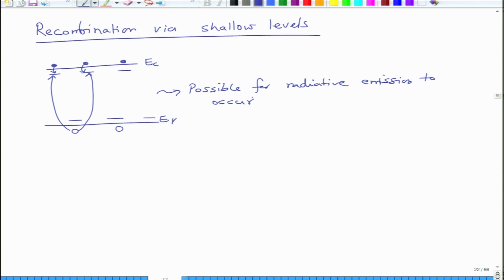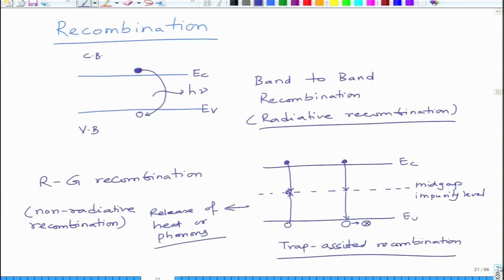So this is via trap levels. These are the three main causes of recombination. However, the most common cause in semiconductors is trap assisted recombination, where impurities and defects lead to recombination. And of course, band to band recombination is also very common.